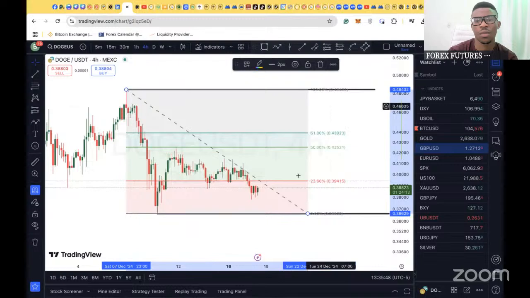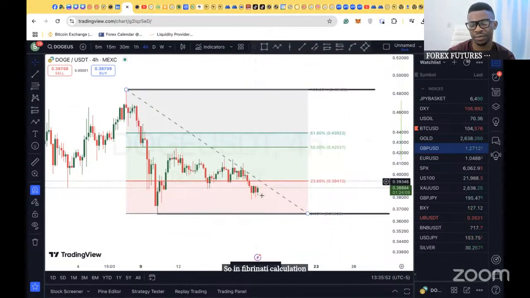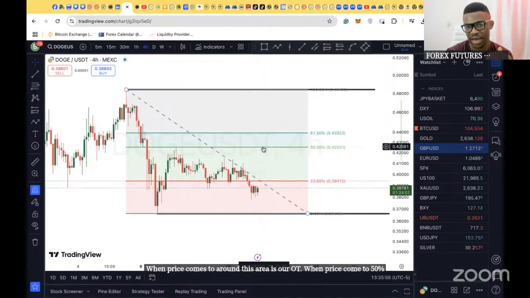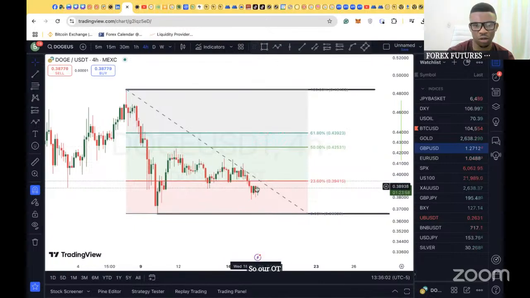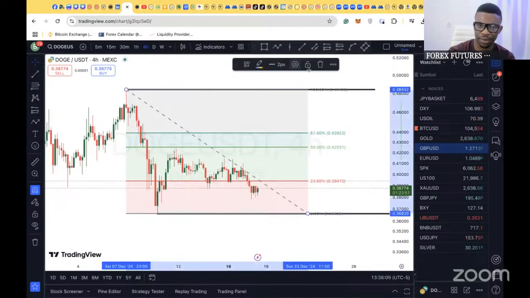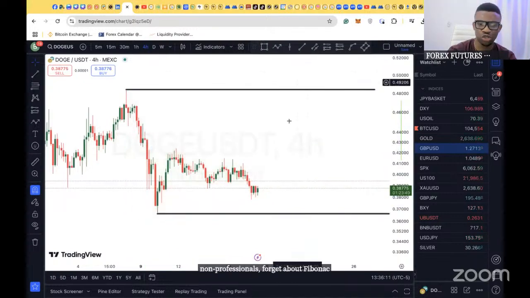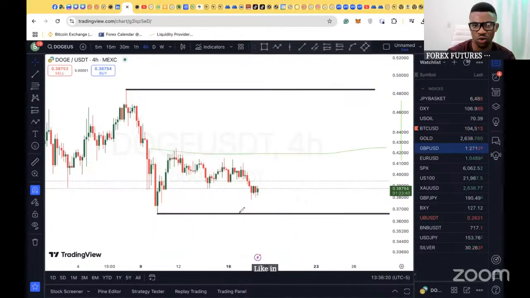So in Fibonacci calculation, this is the OTE area. When price comes to around this area is our OTE. When price comes to 50% is our middle line. So our OTE area is all of this place. Support level. Non-professionals, forget about Fibonacci, you don't need it. All you need to know is swing low, swing high. Then you can use your eye, like the middle line.